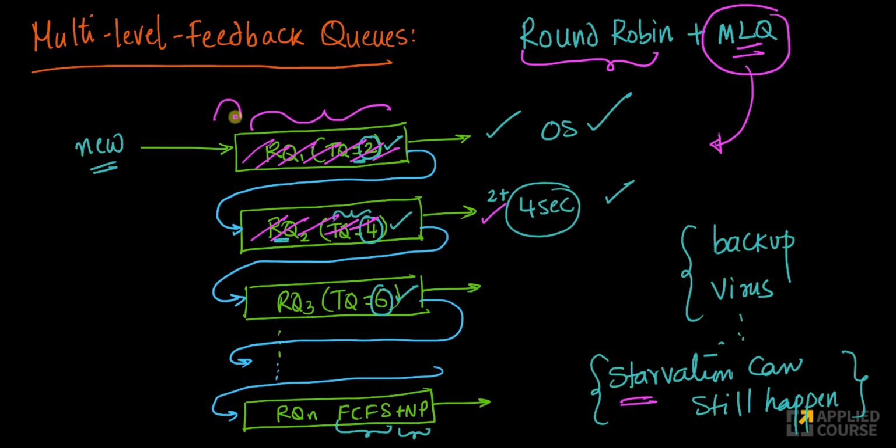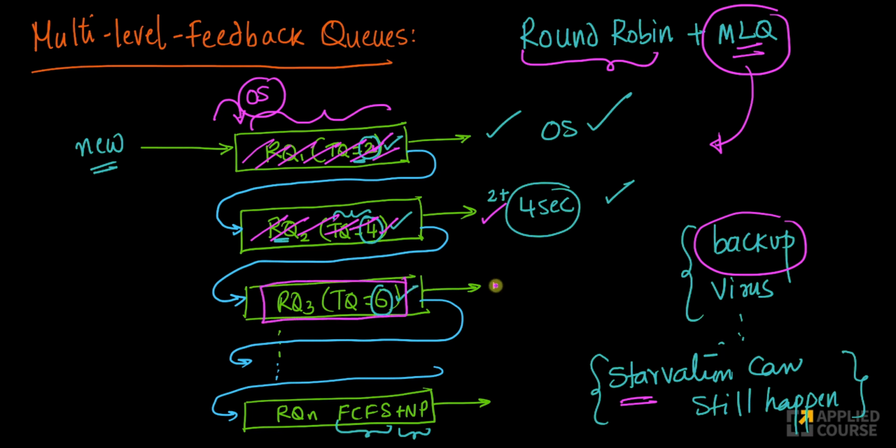So how can starvation happen? Imagine continuously I'm getting processes. That happens a lot in real operating systems, right? Imagine if I have a burst of OS processes that come in. Suppose I have, let's say, a backup process. The backup process got 2 seconds, then it got 4 seconds. Suppose it is in this queue. Suppose there is a backup process here.